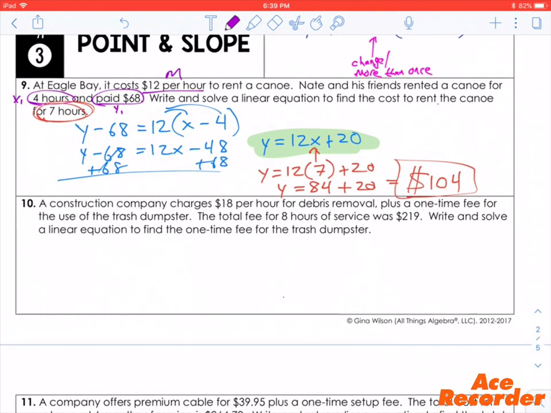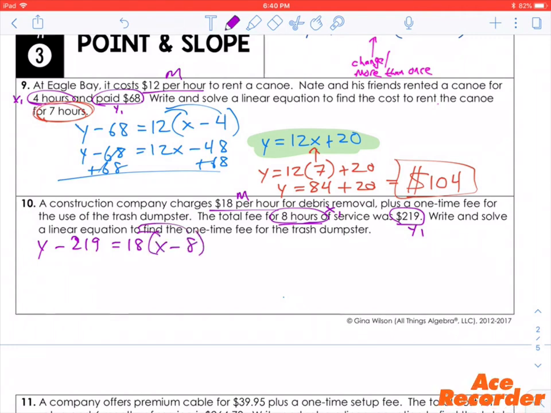Okay, so let's look at number 10. It says a construction company charges $18 per hour. So right away, you pretty much know that's going to be your m, for debris removal, plus a one-time fee for the use of the trash dumpster. The total fee for 8 hours was $219. So look at that. We got x1, we got y1, and m. So let's set our equation. y minus 219 equals the slope, 18 per hour, times x minus 8.